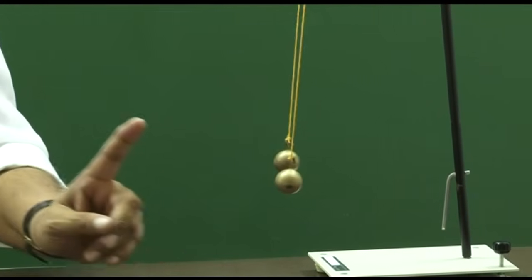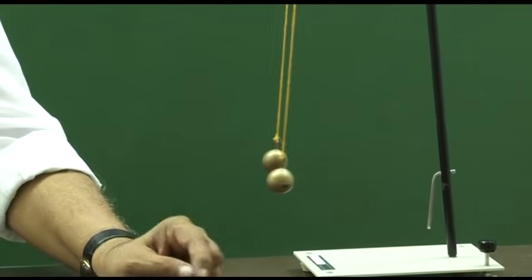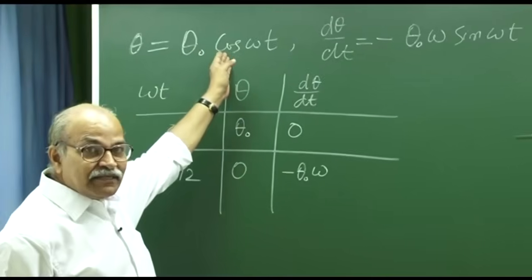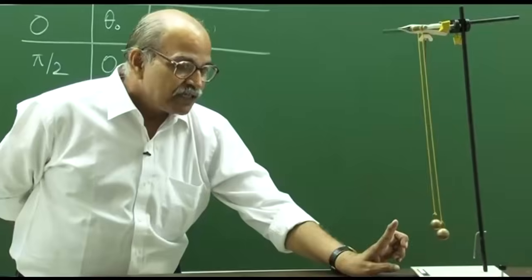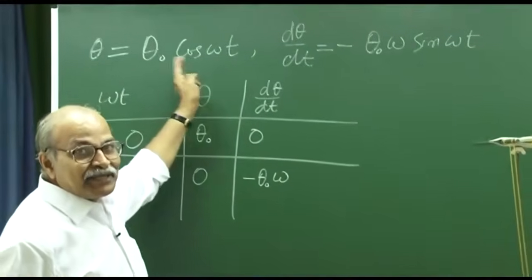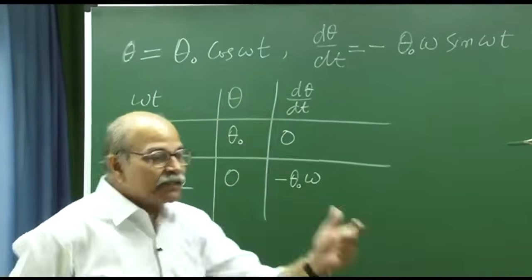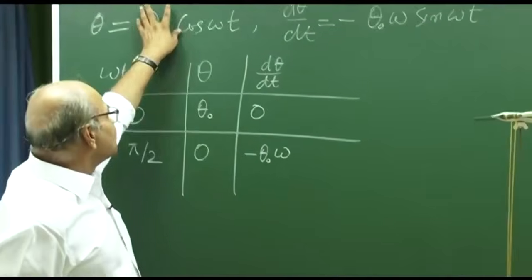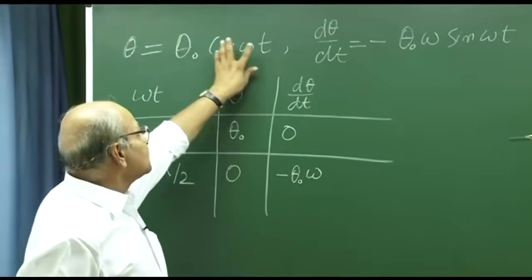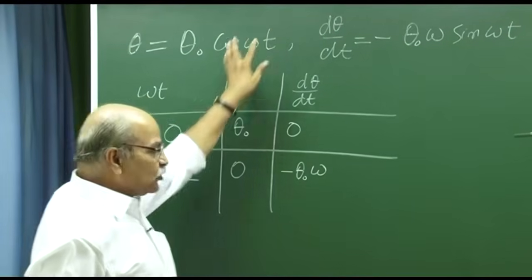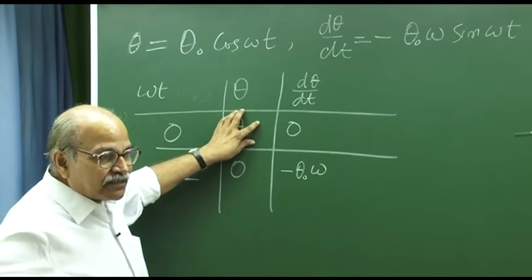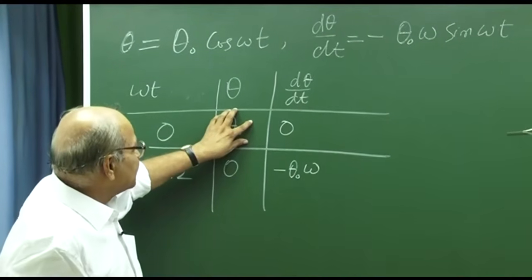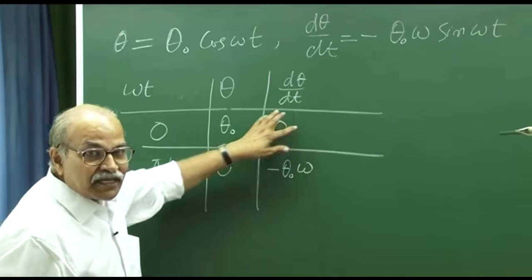If you write the equation of this front pendulum as theta equal to theta naught cos omega t, the equation for the second pendulum, this rear pendulum, will also be given by this same equation. If the amplitudes are different, then this theta naught will be different for the two cases, but this omega t remains the same. When omega t is 0, for both pendulums theta is theta naught, their positive extreme position, the angular velocity is 0, and so on.